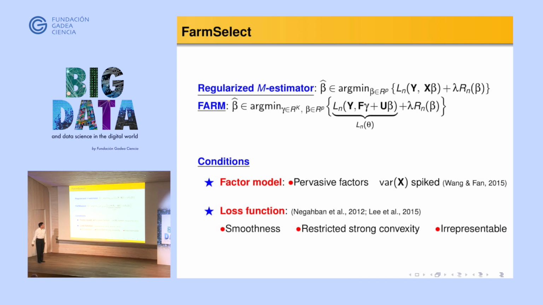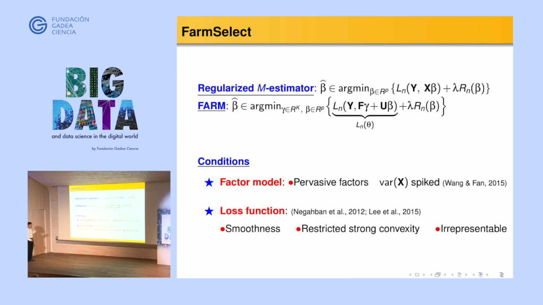So you're running this model selection. And now, of course, you need some conditions, right? So you need some kind of pervasive factor model, so you need the factors to be pervasive, or the variance components of this sigma have to be spiked. So we wrote a paper in 2015, actually published in 2017 in Annals of Statistics. So this is based on the same conditions applied there, right?